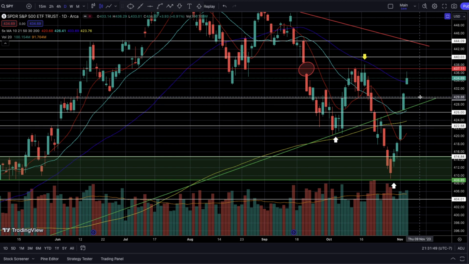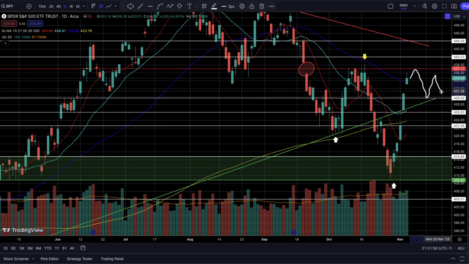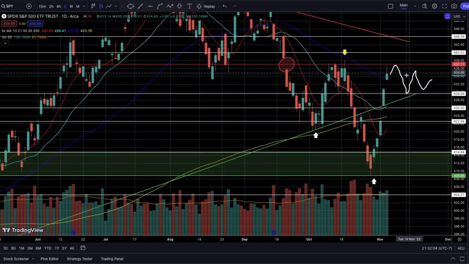As we're bouncing, I want us to basically follow this pattern. Let me just draw it out here. Once we bounce at 429.50, I want us to consolidate and move sideways. Consolidation, move sideways, the same thing.